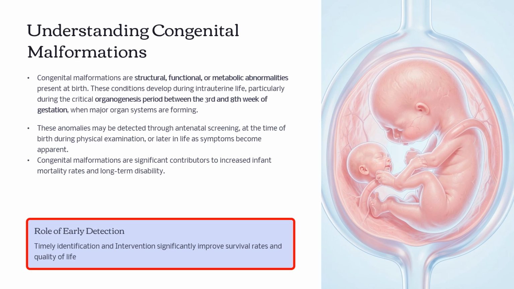Most of the time these anomalies can be detected with antenatal screening. Otherwise, they can be detected at the time of birth during the physical examination, and in some conditions later in life, as symptoms appear. Congenital malformations are a very significant contributor to increased infant mortality and, of course, long-term disability. So early detection has a very important role. Through early detection, we can improve the survival rate and the quality of life with appropriate care.